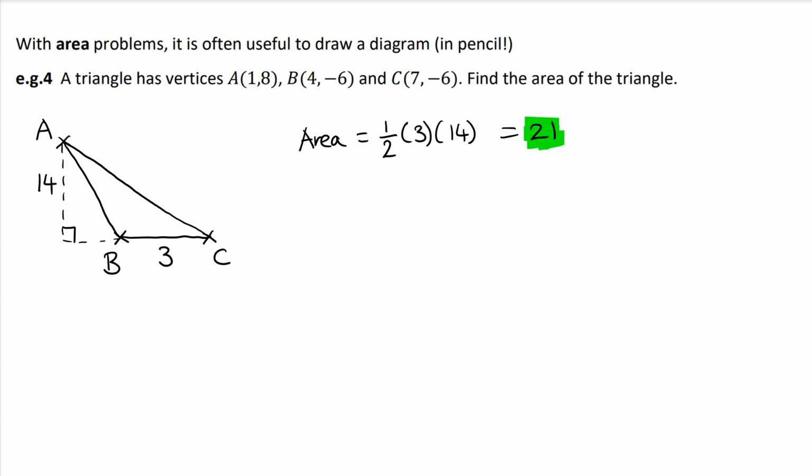We don't need to put 21 centimeters squared, 21 meters squared, feet squared, whatever. We don't know the units, so we just leave it as 21. If we're given units, of course we should put that in here, but we don't know here, so we just leave it as 21.